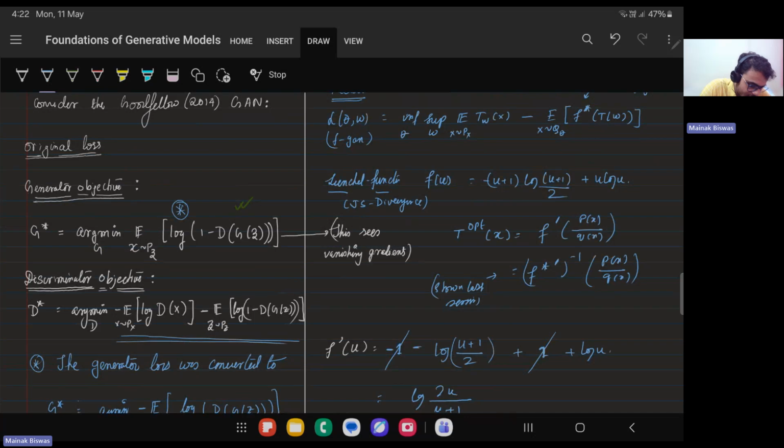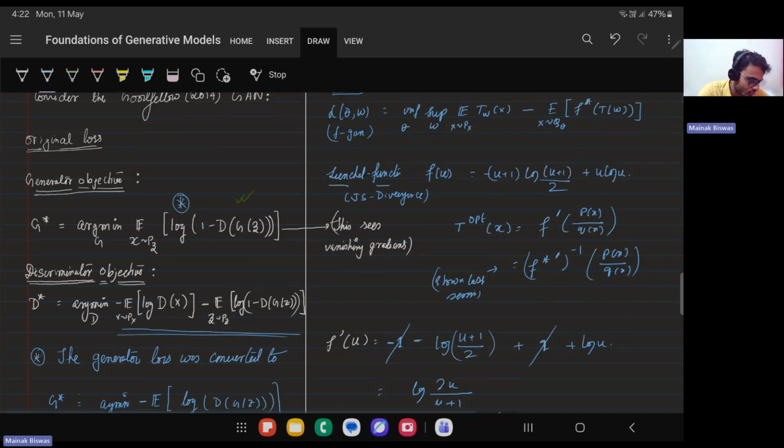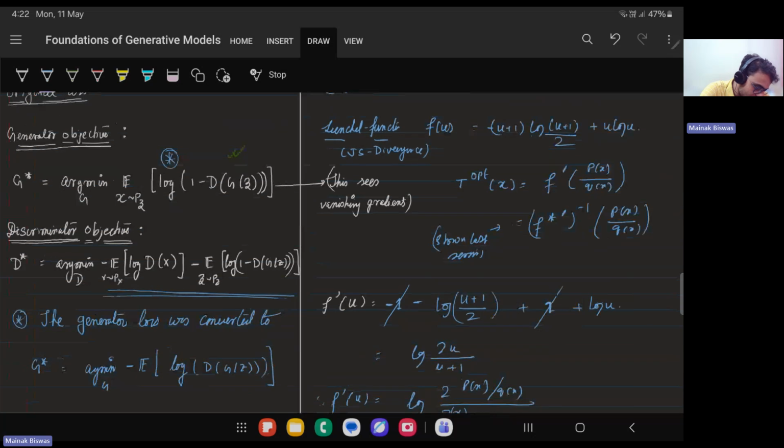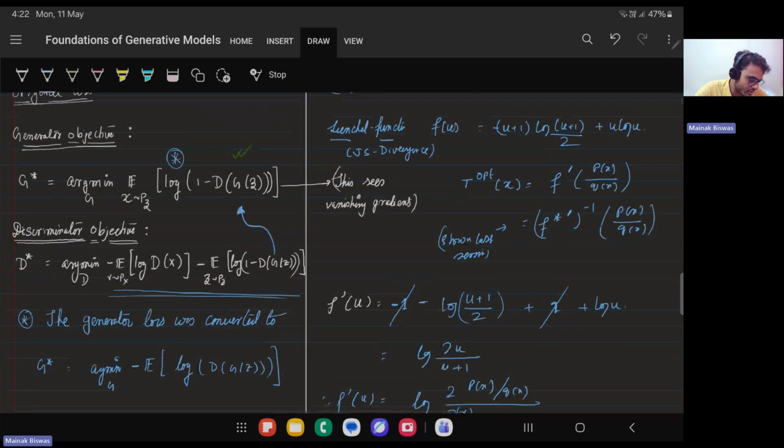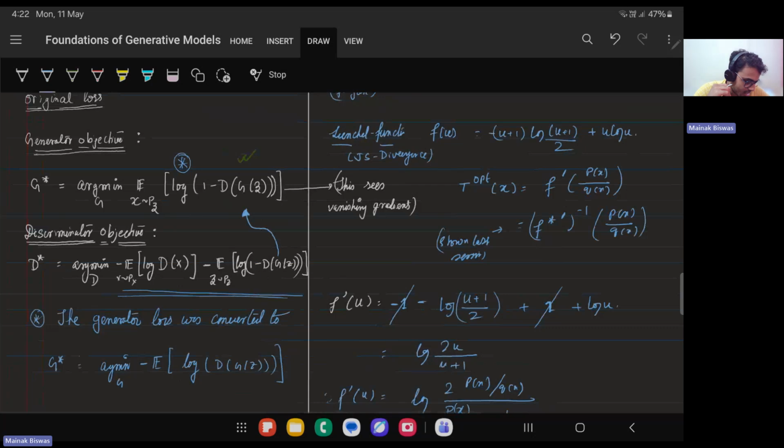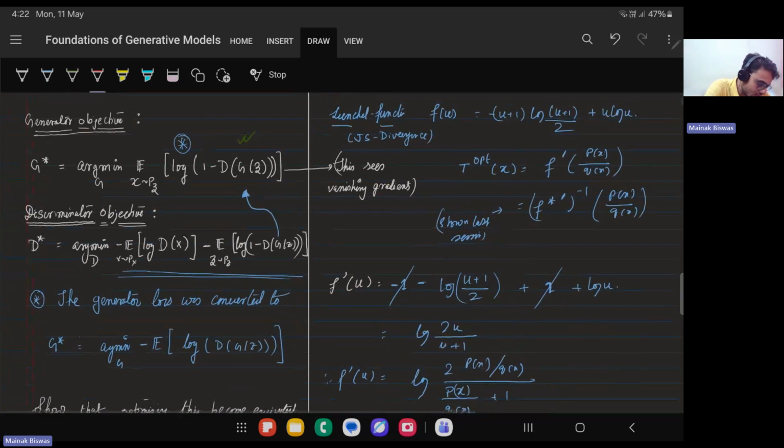It is a discriminator that predicts between the source, the real distribution, and the fake distribution, and only this part of the loss depends on the generator. Therefore, the generator tries to maximize it. But in the case of the Goodfellow GAN, this loss is equivalent to minimizing the JS divergence between the data distribution and the model distribution. This we have shown multiple times.